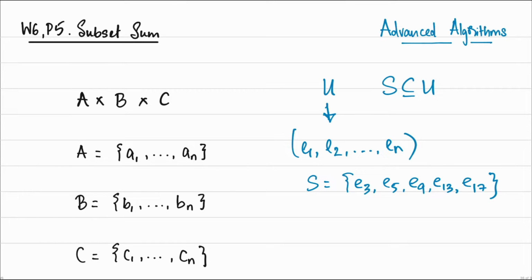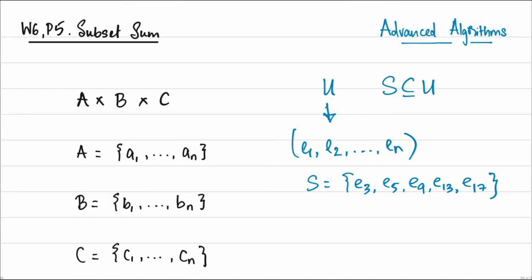Another way to represent it is what's called the characteristic vector representation, which you may have come across before in your other courses. The way the characteristic vector works is that it's going to be a vector with n coordinates, and all the coordinates which correspond to elements that belong to the set, so for example 3, 5, 9, 13, 17, are going to be 1 in the vector, and all the other coordinates are going to be 0.